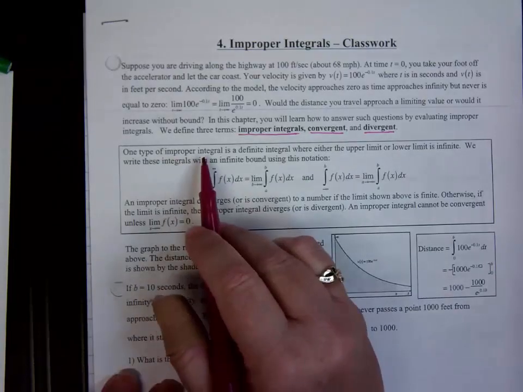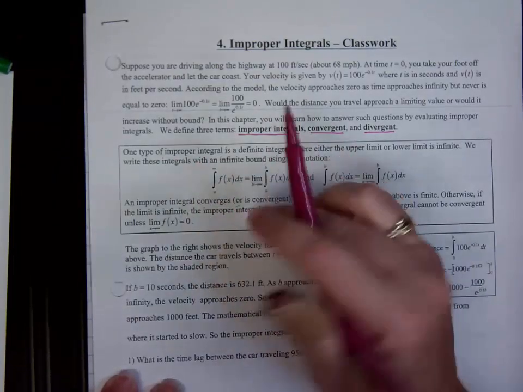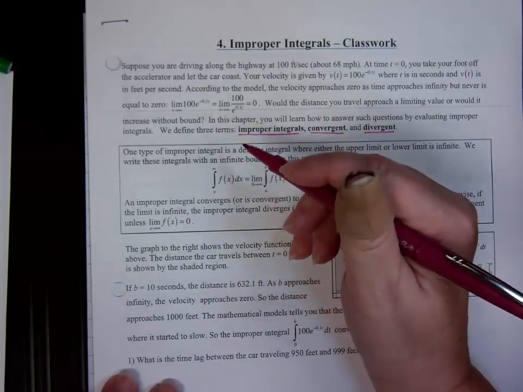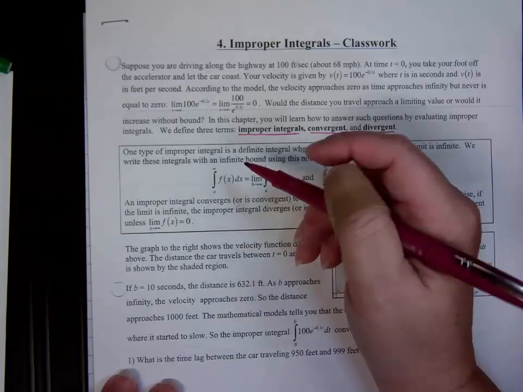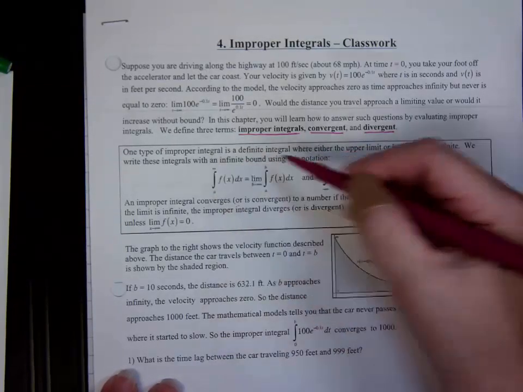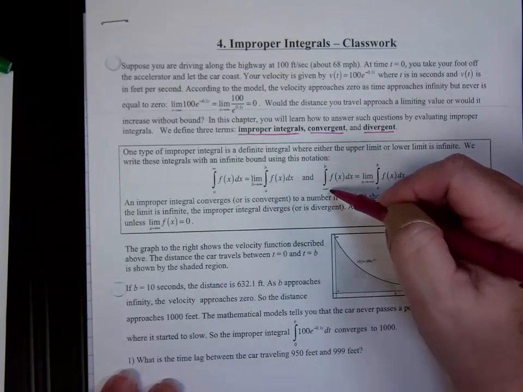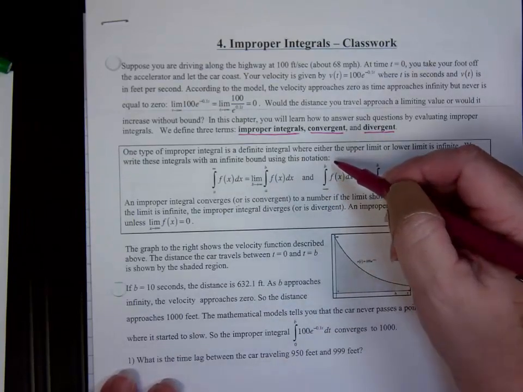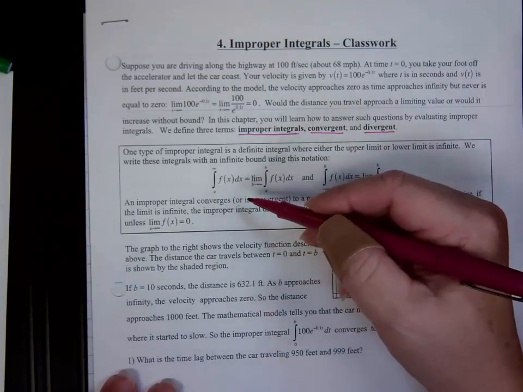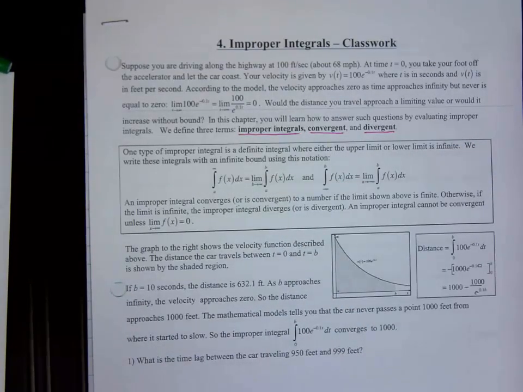An improper integral is an integral where either the top or the bottom limit of integration is not a number, it's infinity. Okay? So you're going to have an integral that goes from a to infinity, or you're going to have an integral that goes from negative infinity to b. Okay? And we're going to calculate what that integral is. Well, with an integral, you usually just plug in the numbers and calculate the answer. But what do you do when it's infinity? How do you solve it?